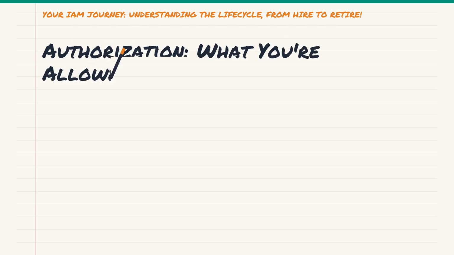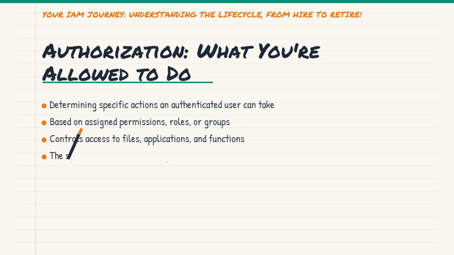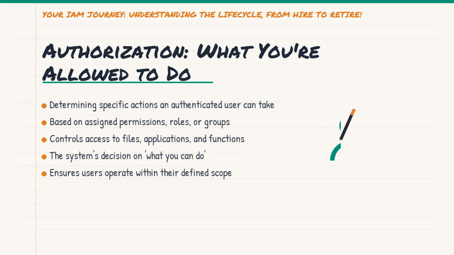Once you are authenticated and the system knows who you are, the next step in enforcement is authorization. This is where the system decides what you are actually allowed to do. It's like proving you have a valid ticket to a concert, authentication, and then the usher showing you to your assigned seat, not letting you just wander backstage, authorization. Your authorization is based on the permissions assigned to your digital identity, often through roles or groups. So, a marketing specialist might be authorized to edit marketing documents, but not view customer financial records.